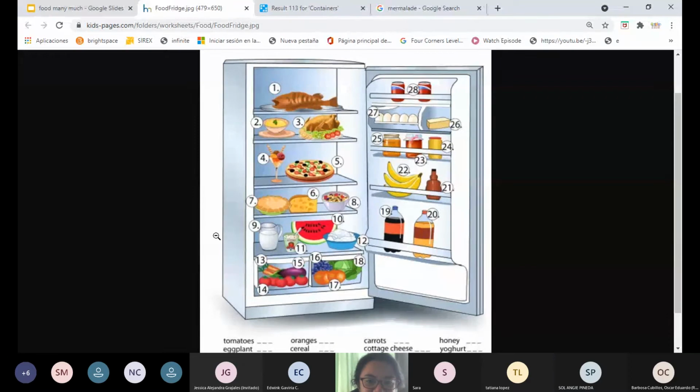Okay, guys. And how about this one, guys? Number 3. What is that? What's the word for that in English, guys? Chicken. That's right. Chicken. So, Nelson, how much chicken is there? There is a lot of chicken. Don't forget of. A lot of chicken. That's right.